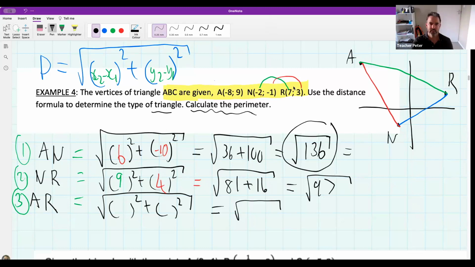So what are we getting for AR? AR, well, I'm going to go from here. So 7 minus -8 is 15. And then 3 minus 9 is -6. What do you guys get for this third one?